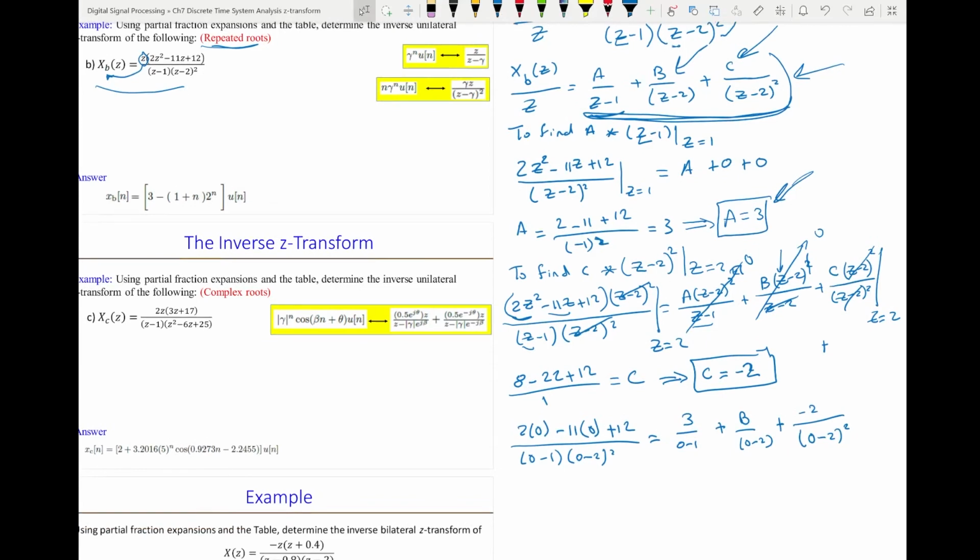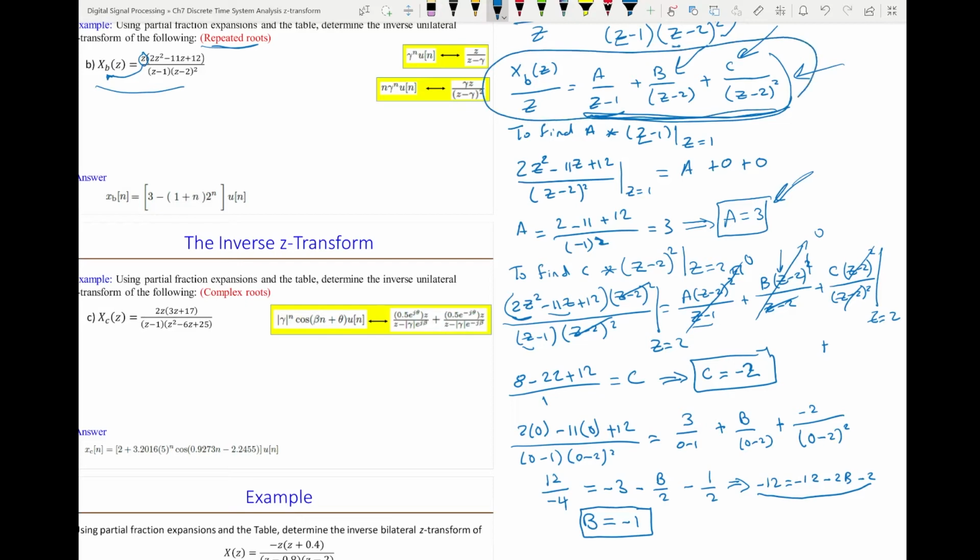And from here I will get 12 over minus 4 equal minus 3 minus b over 2 minus 1 over 2. And if I multiply everything by 4, I will have here minus 12. And solve for b, b should be minus 1. Okay, after we found all the constants, now I go back to this problem and I plug the value for a and b and c.